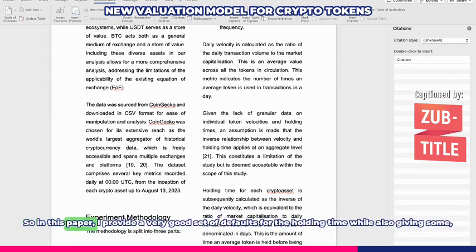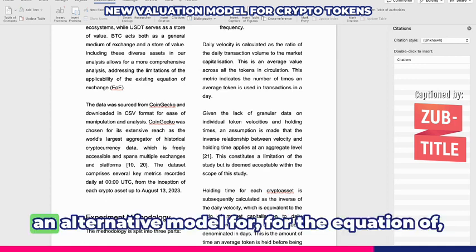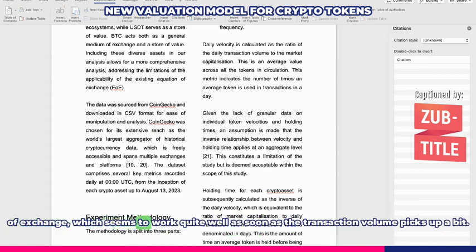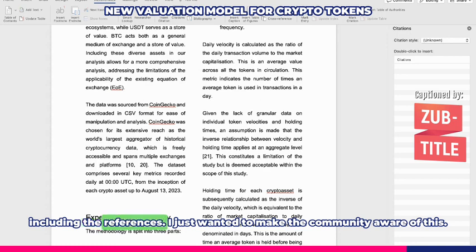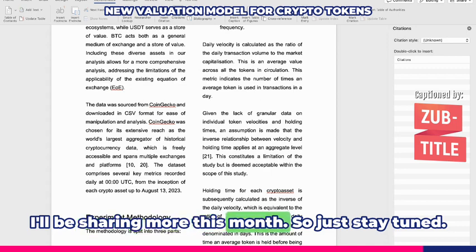So in this paper, I provide a very good set of defaults for the holding time, while also giving an alternative model for the equation of exchange, which seems to work quite well as soon as the transaction volume picks up a bit. So anyway, that's a paper which now stands at 15 pages, including the references. I just wanted to make the community aware of this. I'll be sharing more this month, so just stay tuned.